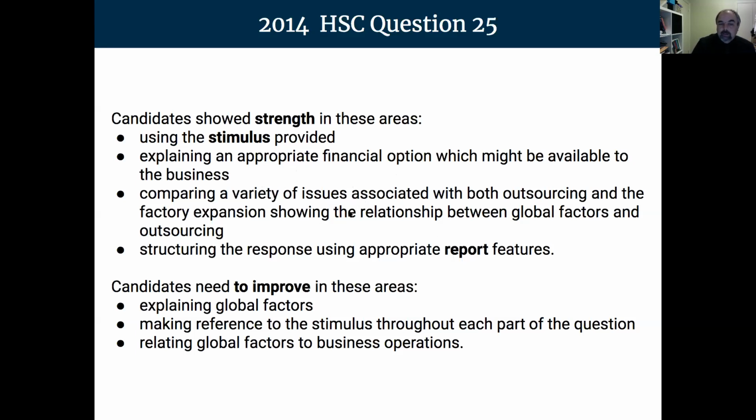This is general feedback. So what do students need to improve on? Students were pretty lost when it came to global factors, scanning and learning, research and development, etc. Students didn't really know that part of the syllabus well, the very last dot point in operations, and that was a concern. Also, making reference to the stimulus throughout the response and relating the global factors to how the business operates. Again, you can have a look back at the question and the feedback from the marking centre.